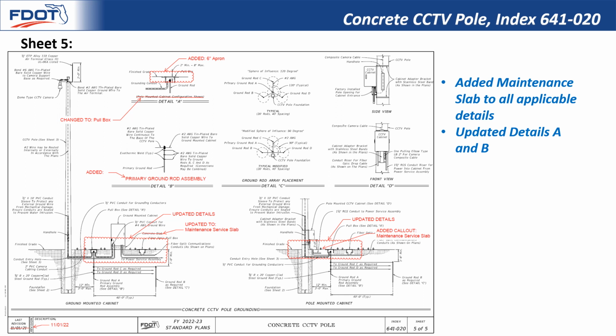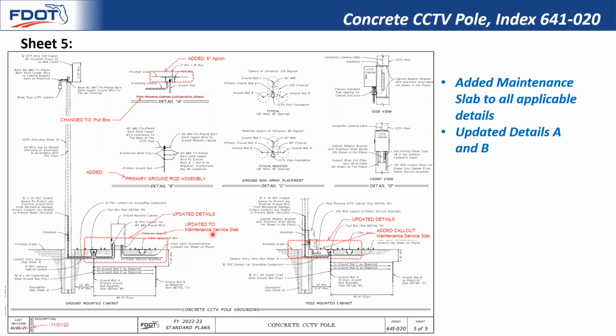Now here on sheet 5, we had a few more updates. First, we updated the concrete CCTV pole grounding detail to show the maintenance service slab and the ground mounted and pole mounted cabinet details, just like the other sheets. We also updated the concrete slab callout to maintenance service slab.